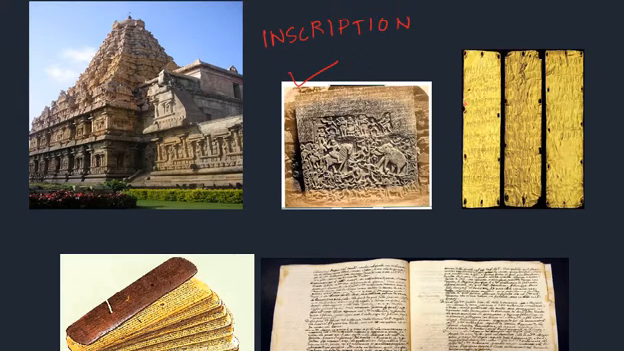It can be written on metal sheets like this also. So if it's written on a stone or a metal sheet, it's called inscription. Usually what's written tells us about our history.